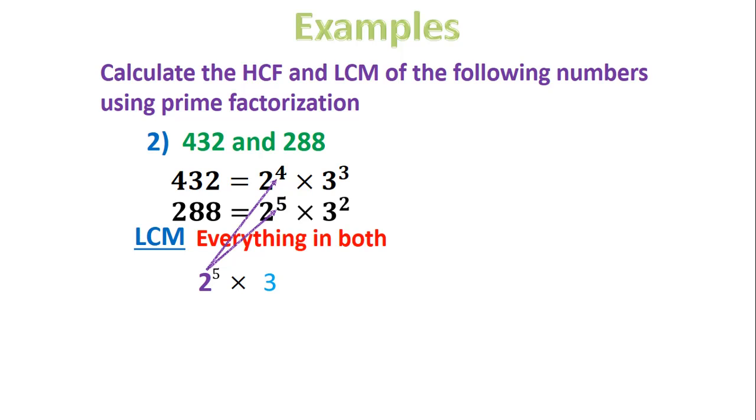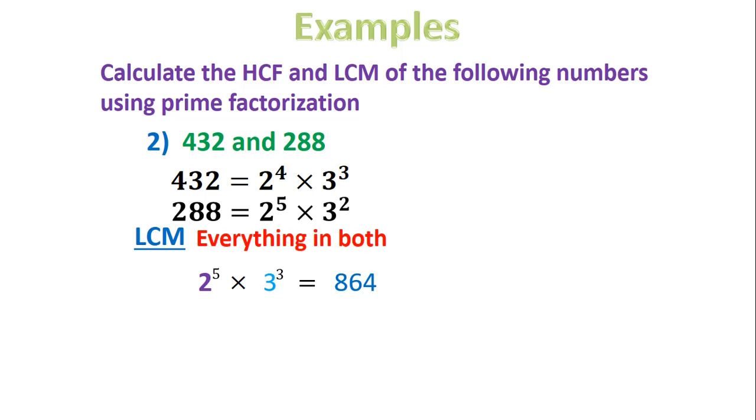Let's look at the 3. Again, we look at our exponents. It's 3 to the power of 3 and 3 squared. The higher one of the 2 is 3. Again, you can put that in your calculator and work it out if you want to. 864, or you could probably just leave it in exponential form. 2 to the power of 5 times 3 to the power of 3.